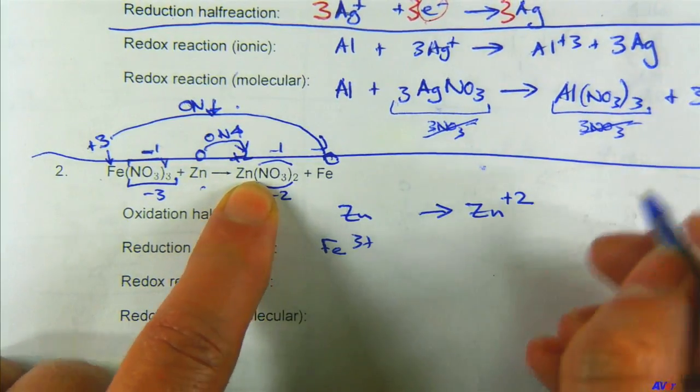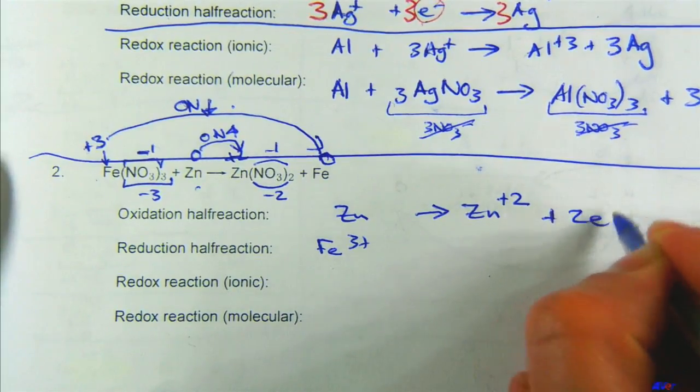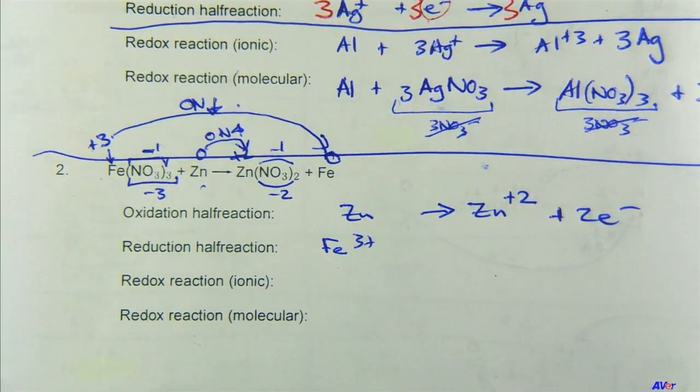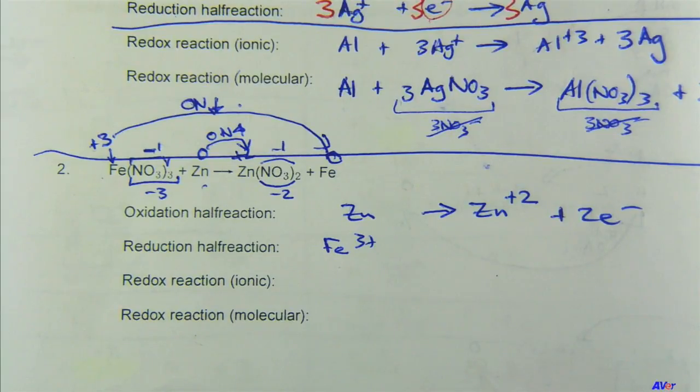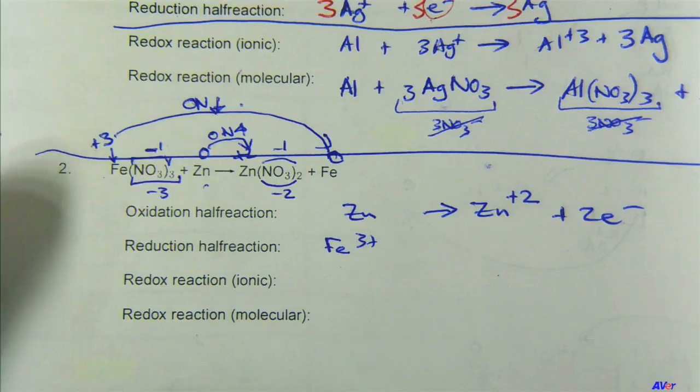How many electrons on which side? 2 on the right-hand side. Good. 2 on the right-hand side. So there's my half reaction. So you don't look at the table yet. You write this by looking at the zinc.